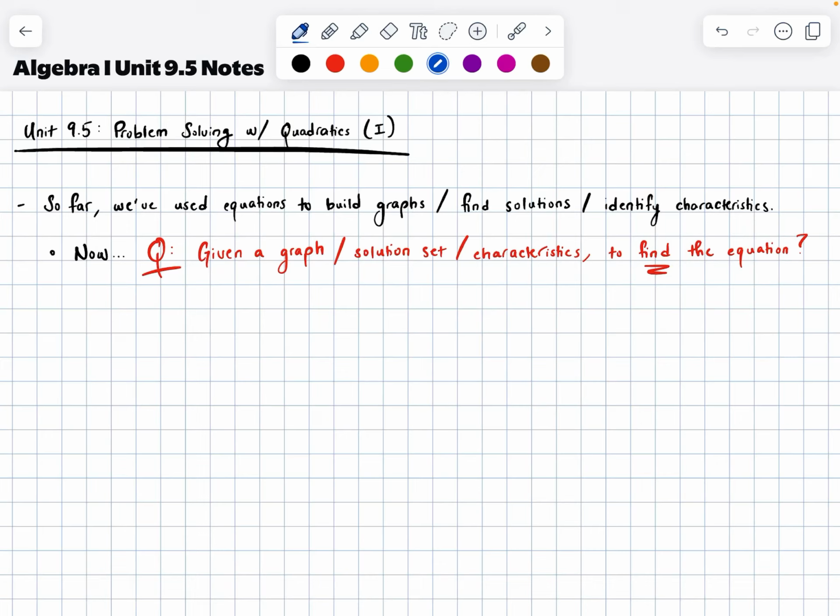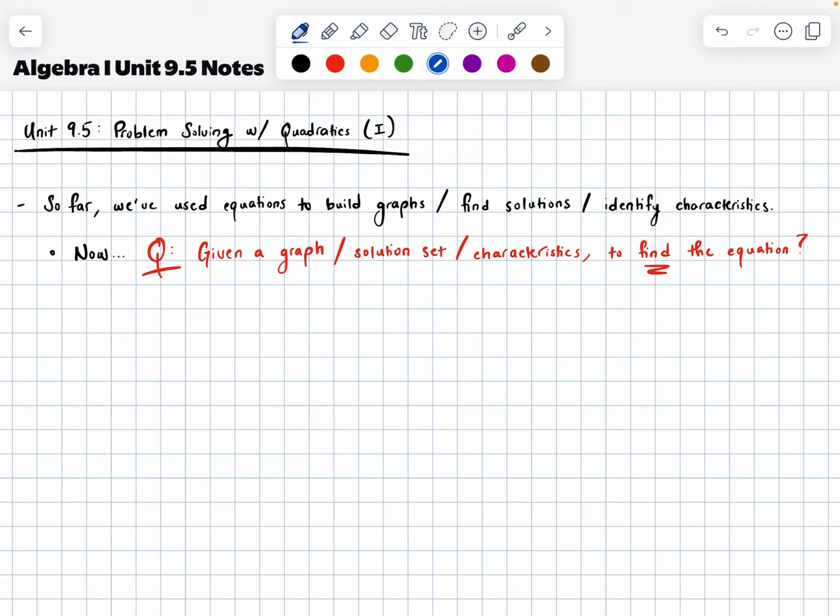It's problem solving time in class 9.5, problem solving with quadratics, part 1. So far, over the course of the past 2 units, we've used quadratic equations to build graphs, find solutions, and identify characteristics of our parabolas. But just like we did in Unit 4 with lines, we should be able to work backwards as well.